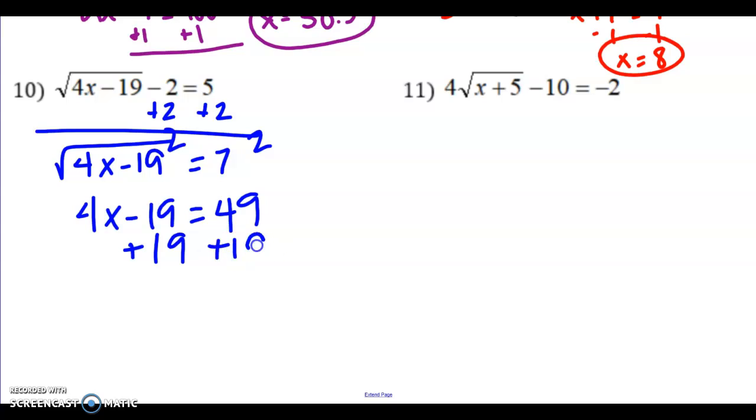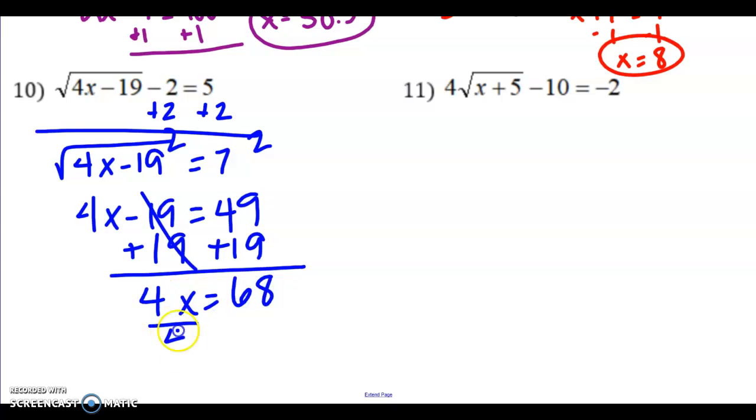If I add 19 in there, that cancels. 49 plus 19 gives me a 68. So I now have a 4x equals a 68. If I divide by 4, that gives me my all-time favorite number, which is 17.